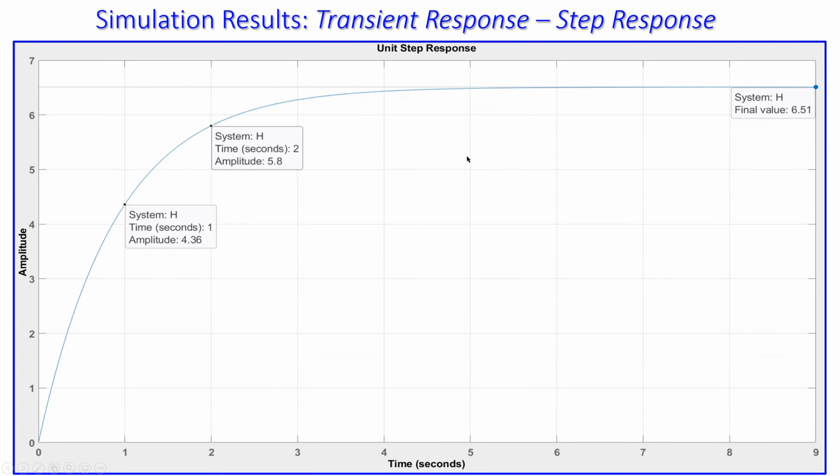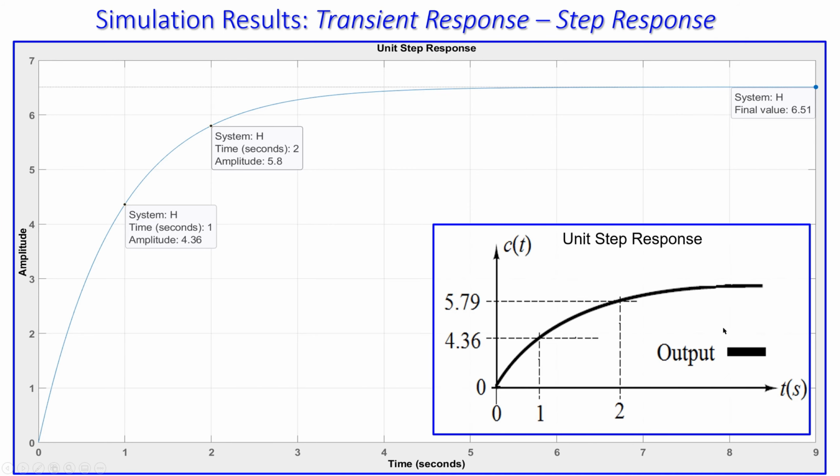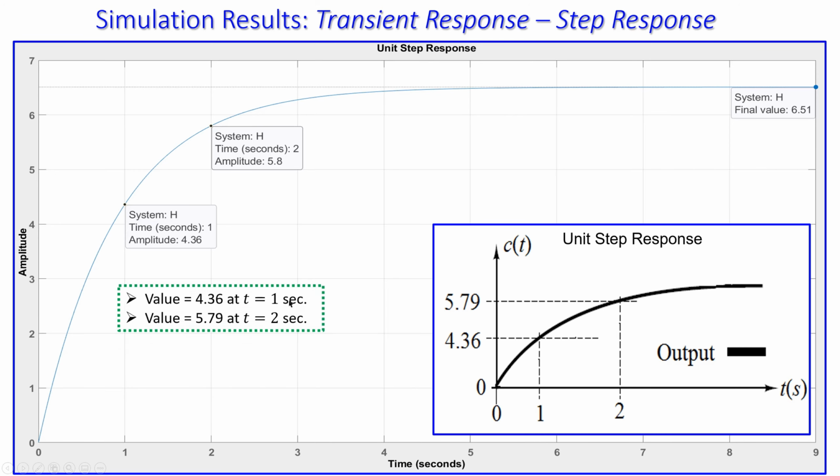The simulation result, the transient response, in this case the unit step response. This is the unit step response, simulated in MATLAB, and this is what we had given. This is the output, of course, and the input is a unit step, which has a step input of 1 as an amplitude. What you see is that at 1 second I have 4.36, exactly here. So that's also these values.